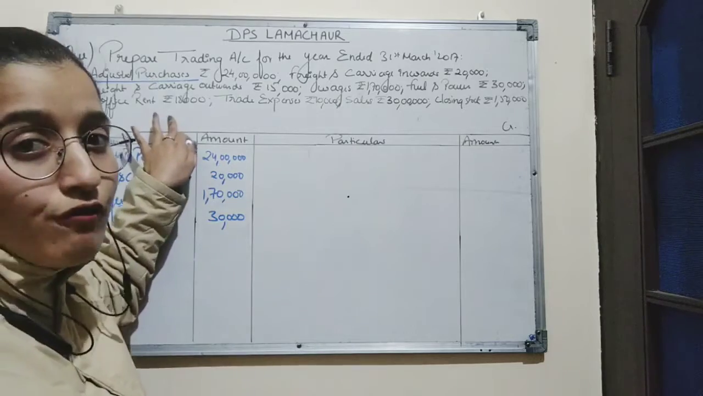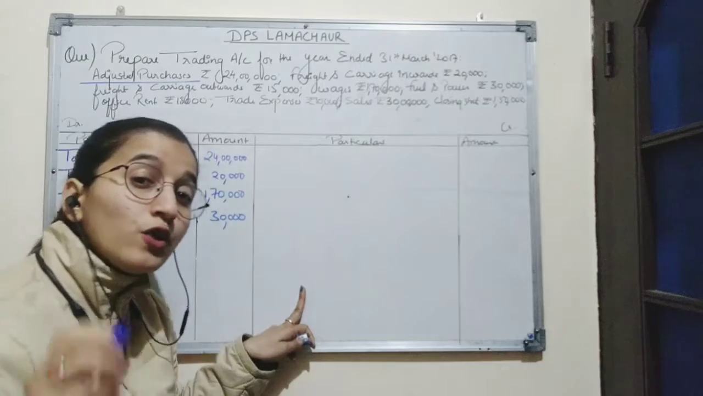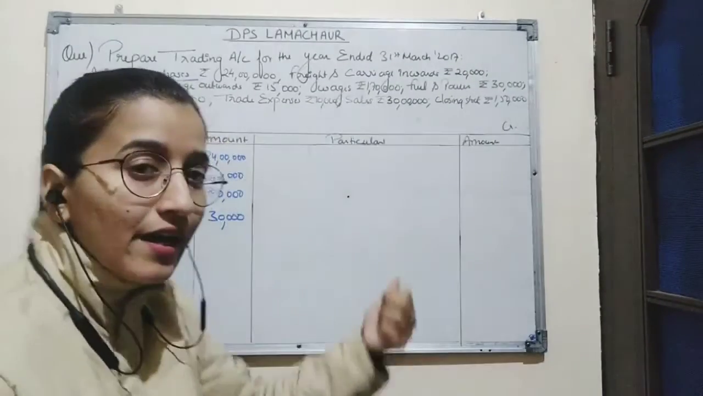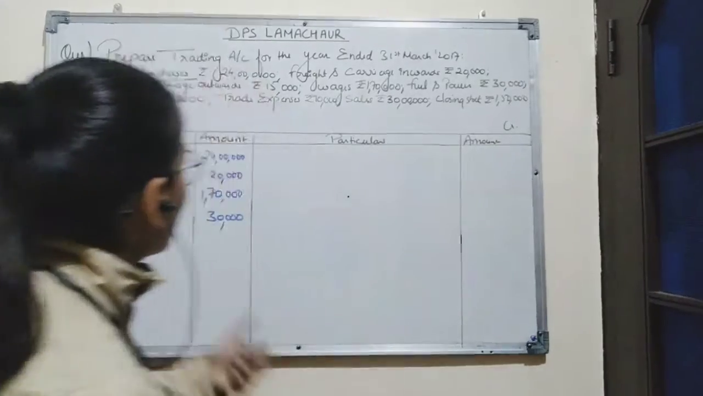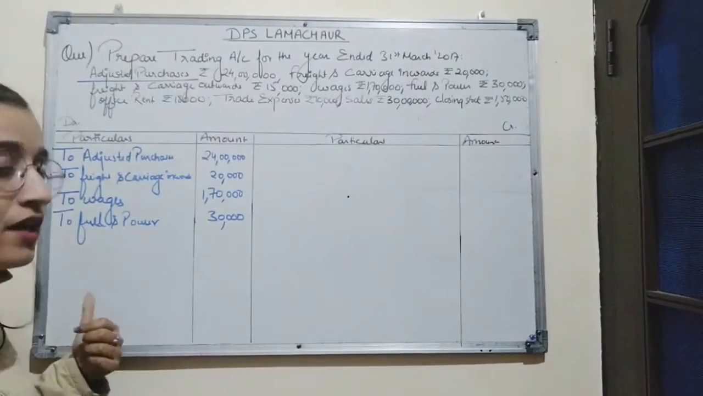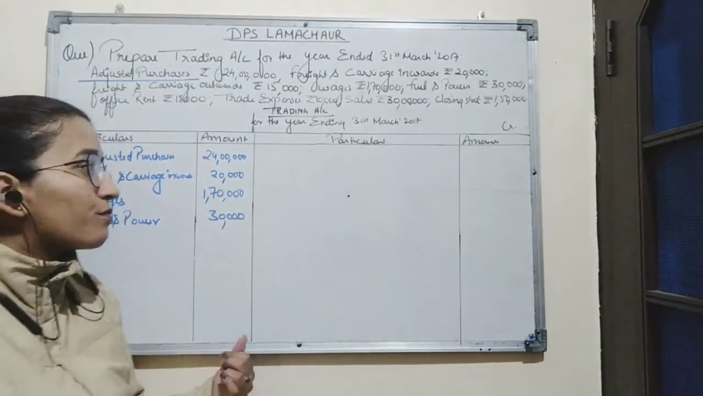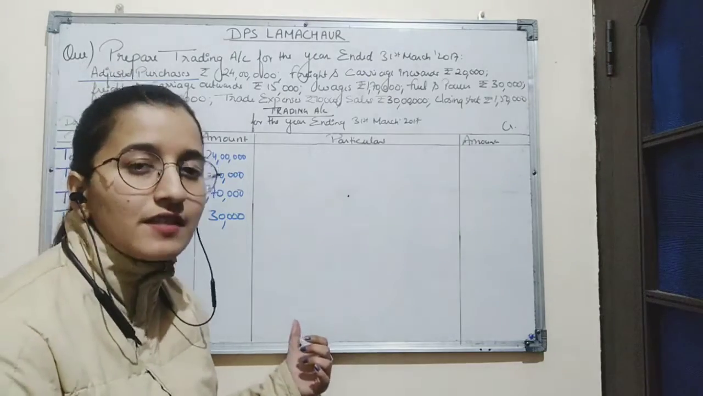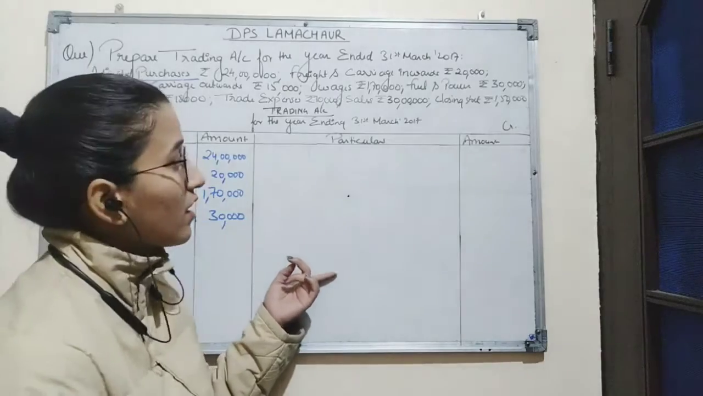Next expenses, office rent. In trading account, we record all the expenses related to factory. So here office rent is an indirect expense. It will be recorded in profit and loss account. So we will not record office rent in trading account. Next expenses, trade expenses amounting to rupees 10,000. Trade expenses is also considered as an indirect expense. So we will not record it on trading account.